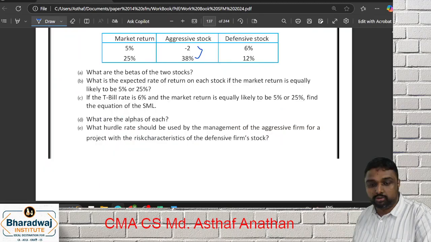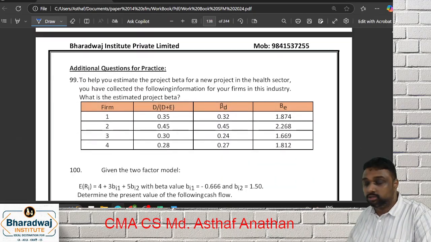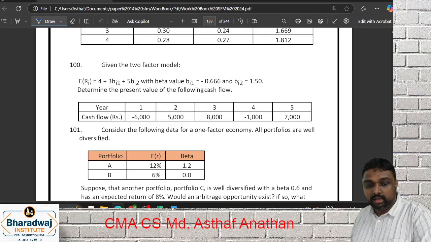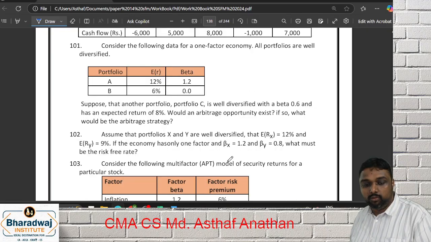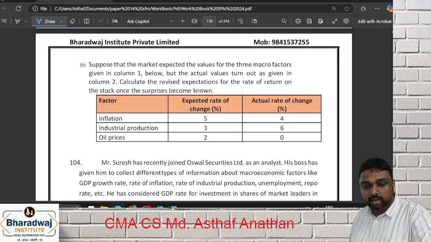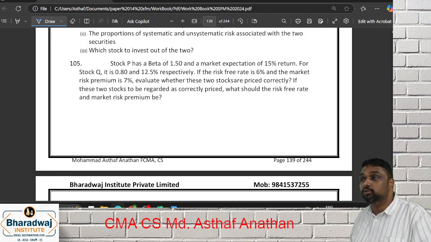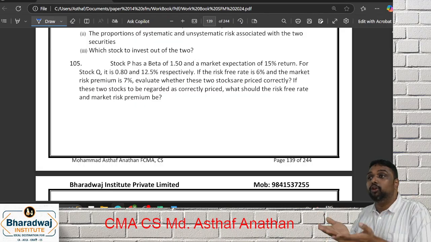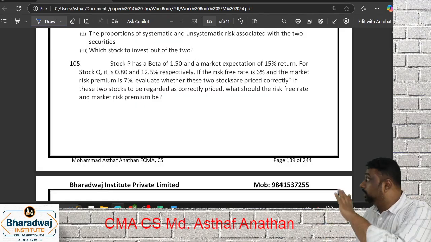Okay. Last exam, this is all questions on asset pricing. See, in the last exam, this is an APT model. This is also APT. 103 is an APT model question. Then 104 is an APT model question. This 105 is one very good question. You have to use two formulas. Accordingly, you solve it.